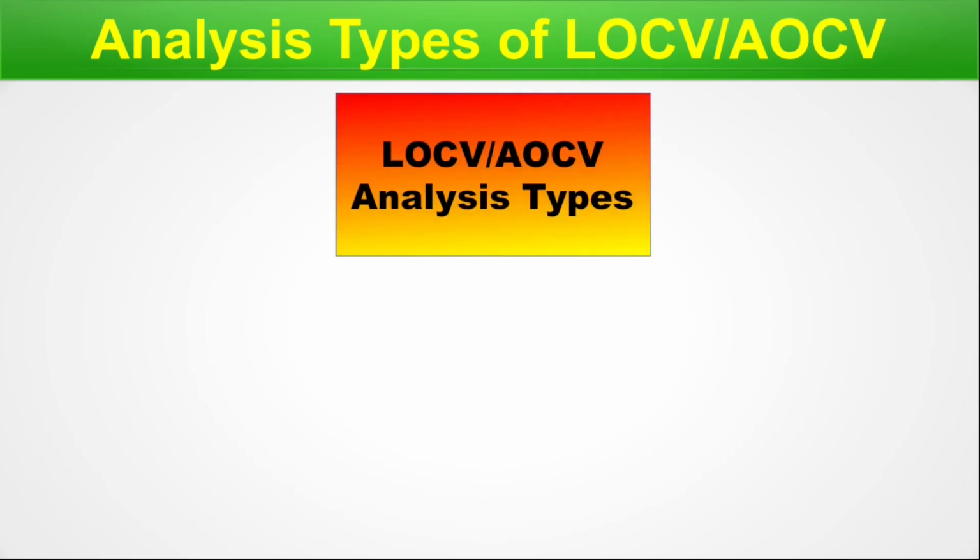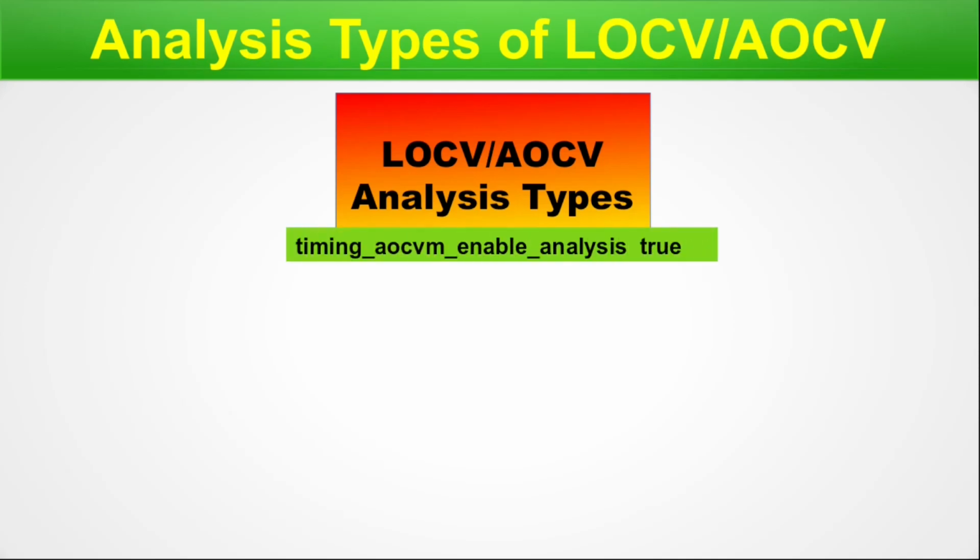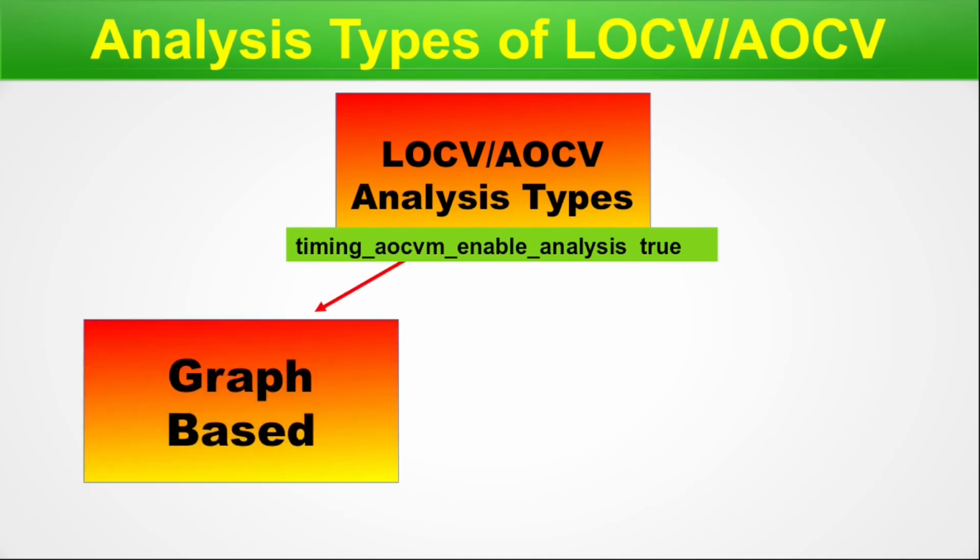Next, analysis types of AOCV or POCV. There are two basic types of AOCV or POCV analysis. In this slide, we will also see a snippet of the commands that are going to be used. First, we enable the AOCV: we use this particular command in the STA tool, timing AOCV enable analysis with the value true. This invokes the AOCV engine to read the respective AOCV inputs and process the design accordingly. Now, the first type is graph-based.